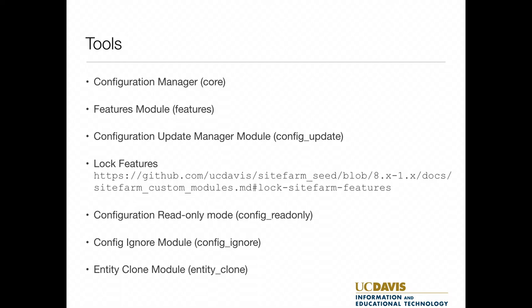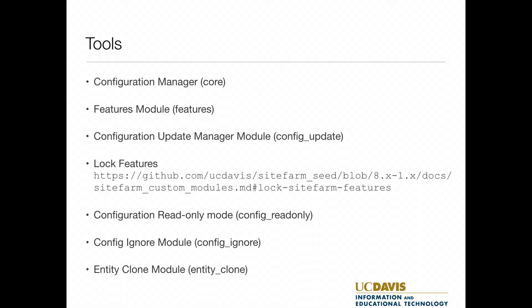Yep. So on config export, those files just won't come out. And if those files happen to be in your config directory and you do a config import, it won't even look at them. So it's a very accurately named module. It just ignores the configuration completely. And then entity clone.